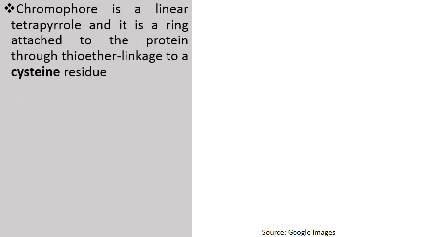So chromophore is a linear tetrapyrrole. जो chromophore है वो एक linear tetrapyrrole है, means it consists of 4 pyrrole rings, and it is attached to the protein through a thioether linkage. और ये attach होता है protein के साथ with the help of this thioether linkage to a cysteine residue, जिसमें कि cysteine एक अमीनो एसिड है, उसके रेजिड्यू के थ्रू ये join करता है with the chromophore.